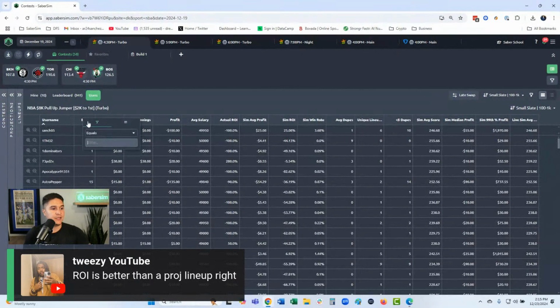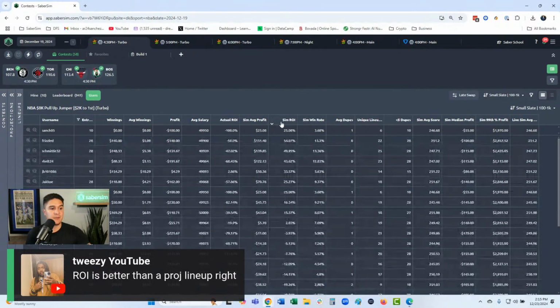Okay, how did I do? Look at people who entered greater than or equal to 10 entries, sort by sim ROI. Cool, I'm 25% here. That is 1, 2, 3, 4, 5, 6th on the list. Perfect. I just kind of want to be toward the top. 1 average dupe, pretty in line. 6 uniques out of 10. Okay, all of my lineups under 5 dupes.